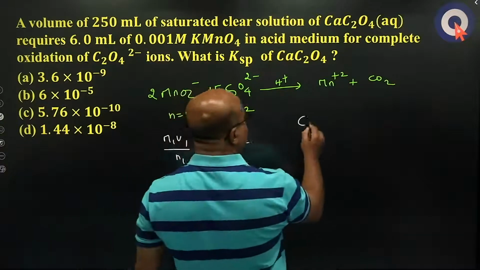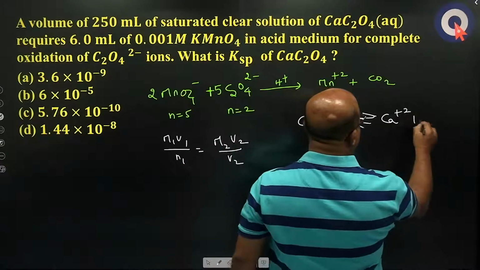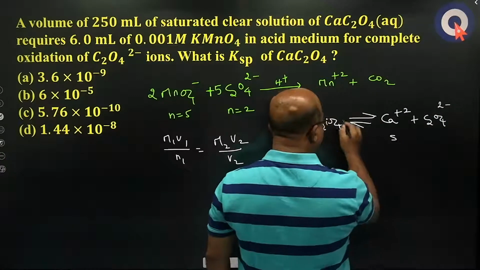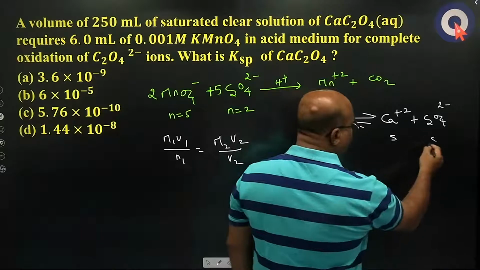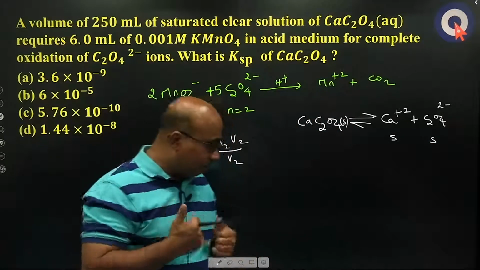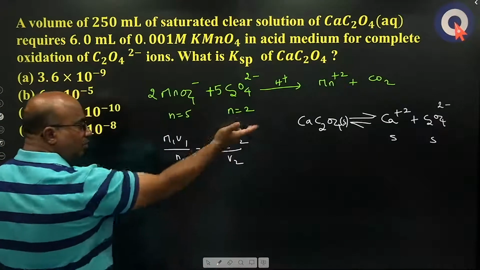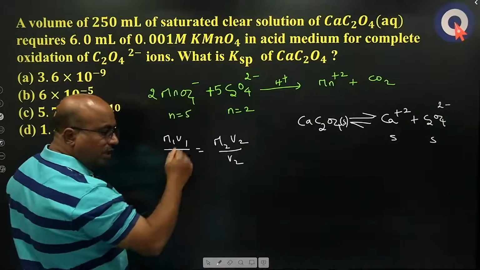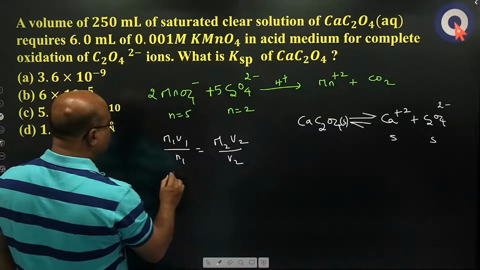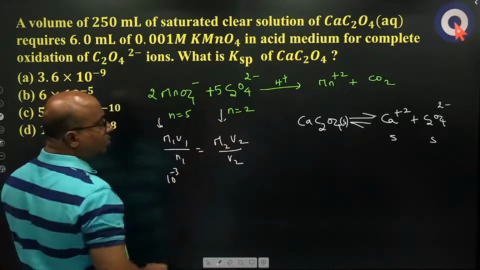So calcium oxalate is calcium +2 and C2O4 2-. If S is the solubility of the solid, each ion is also S, so the concentrations of calcium and oxalate ion will be the same. Let us determine the oxalate ion concentration, which will also be the calcium concentration. Then Ksp is nothing but S square. The molarity of KMnO4 was 10 to the power of -3. This is for KMnO4, and this is for oxalate.